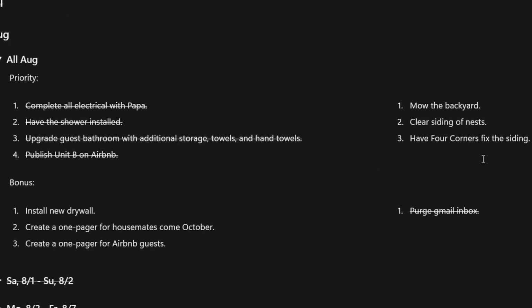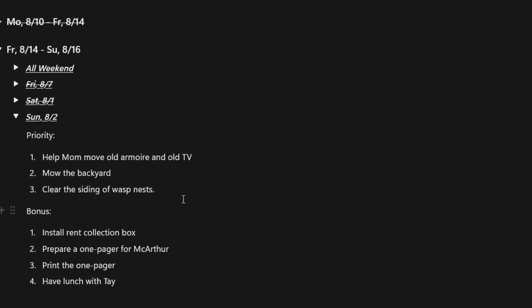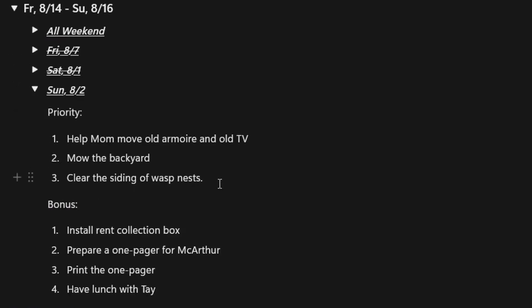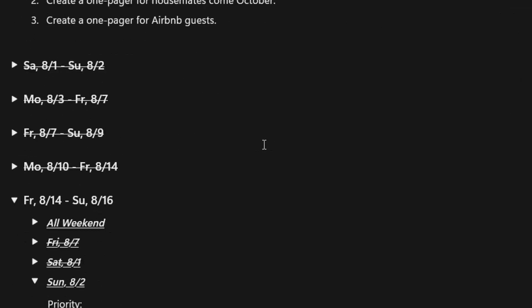If I come back up and I see this third priority, have Four Corners fix the siding, that's a local company I've been told can help me with the siding that's broken currently around my house. That is something that I'm not probably going to be able to do or take the next step toward doing tomorrow, because tomorrow is Sunday and on Sundays they're probably going to be closed. And so instead, I'm still walking through my process, right? I write down these priority goals, but then I realize that next priority of August of contacting them is probably not something I can do on Sunday.